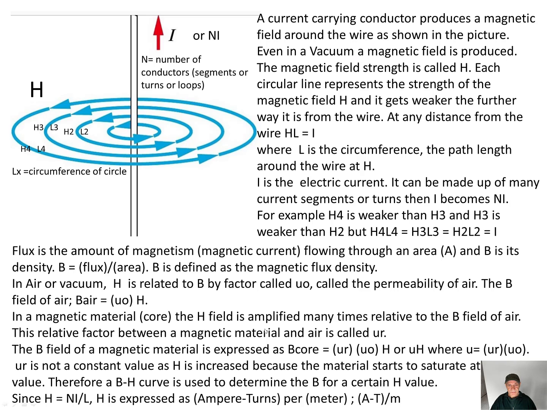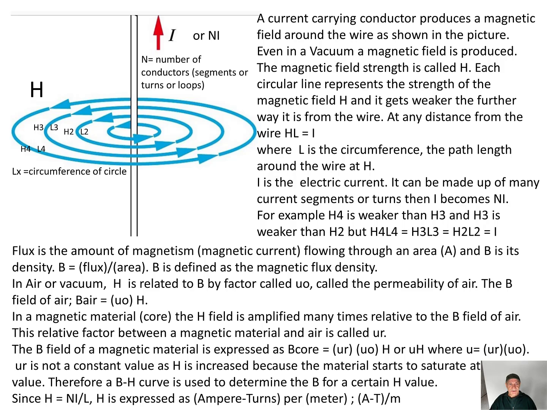Magnetism. A current carrying conductor produces a magnetic field around the wire as shown in the picture. Even in a vacuum, a magnetic field is produced. The magnetic field strength is called H.